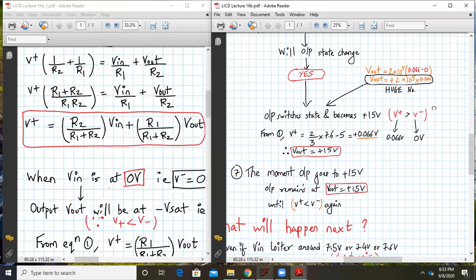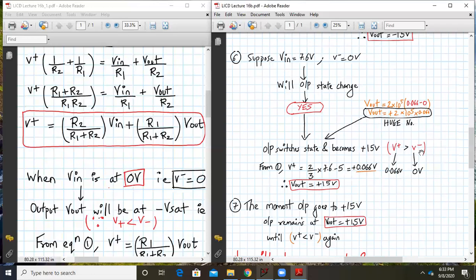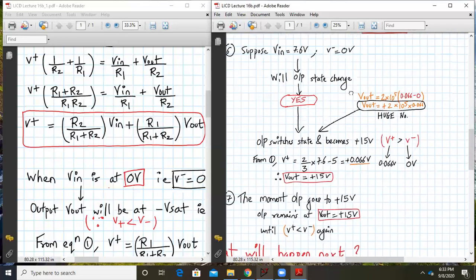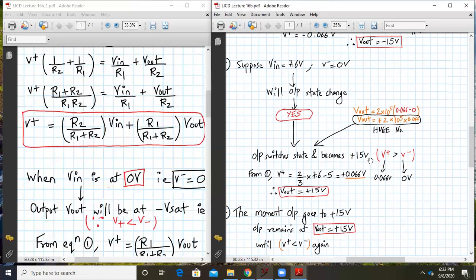Now here there is a situation wherein V plus is greater than V minus, so the output will be going towards plus 15. So yes, the output state will change. It will acquire a new value of plus 15. So here let's see how.